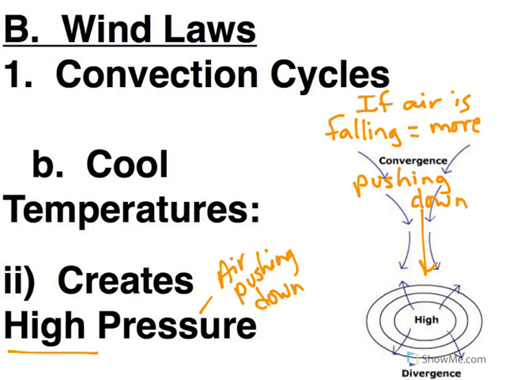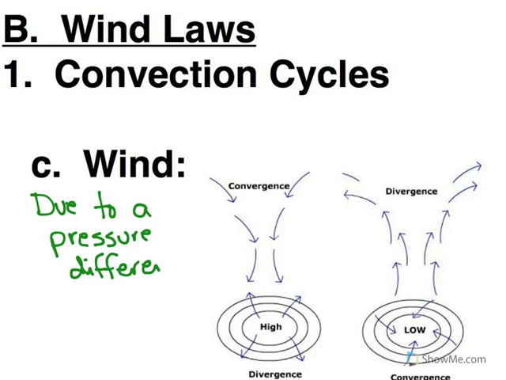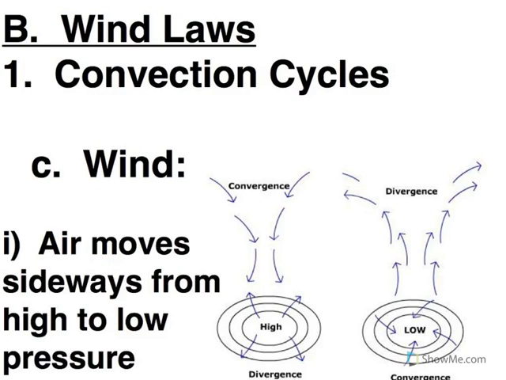How does that relate to wind? Wind, it turns out, is a result of a pressure difference. So our general rule of thumb is that wind is air moving sideways, so it's not the up and down motion of convection. This is a sideways motion, and it always goes from high pressure to low pressure.